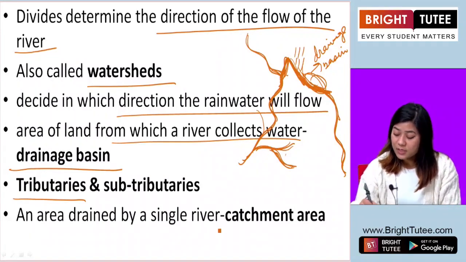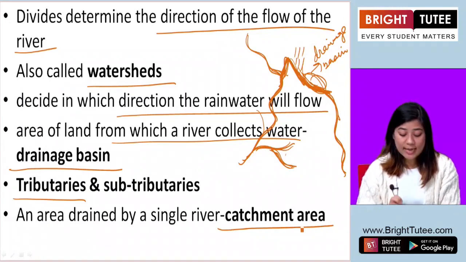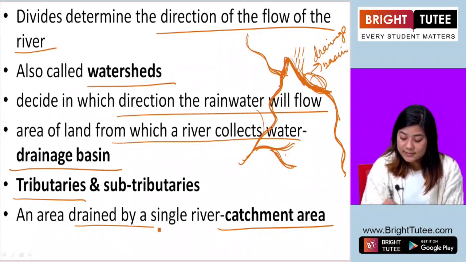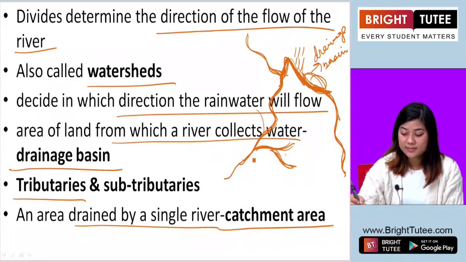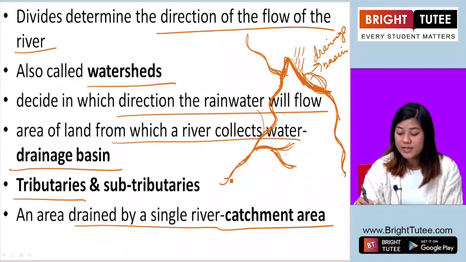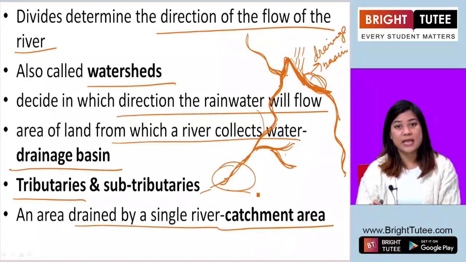And then we have another term which is called catchment area. Now, what is a catchment area? It is an area drained by a single river. So when a single river drains an area, that area is called a catchment area.